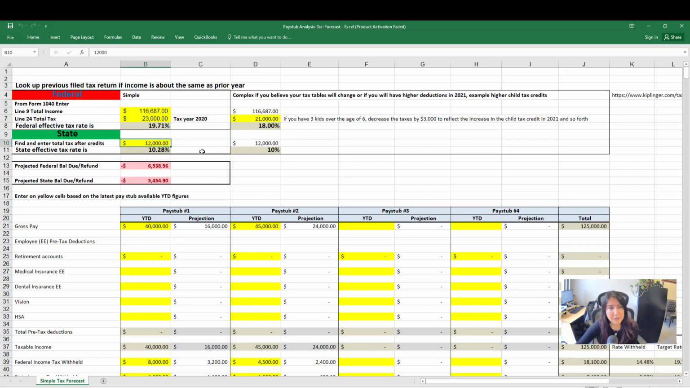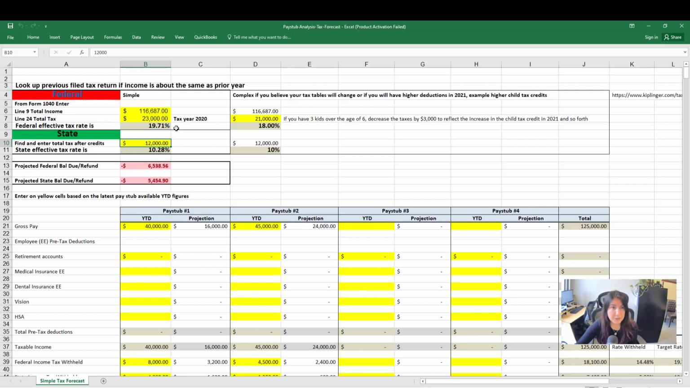Then you also want to enter data here in the yellow cells, which is where you're going to be entering data. I've tried my best to protect all the formulas, so hopefully nobody messes them up. If you do, no worries, just go to our YouTube channel and download another copy of the spreadsheet.